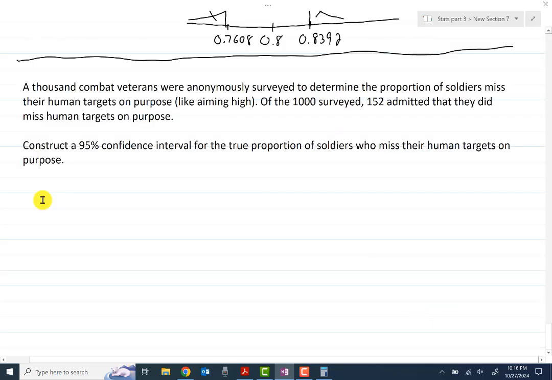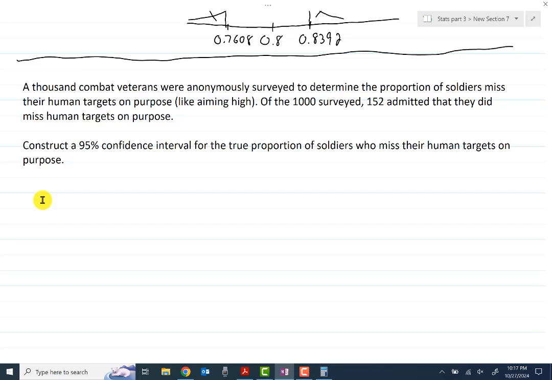Here is an odd example, but it's one that's very useful to at least the military. It seems that when soldiers are put out in combat situations, a certain percentage of them purposefully do not shoot at human targets. They will miss on purpose for a variety of reasons. Maybe they just don't want to kill people is probably the most obvious reason. I'm sure there are other reasons, but that's not the point here. Let's just get ourselves a 95% confidence interval for the true proportion of soldiers who purposefully miss their targets.